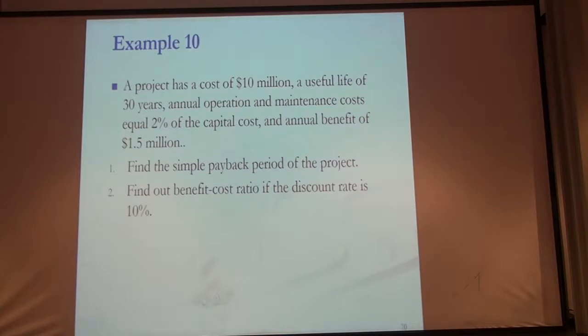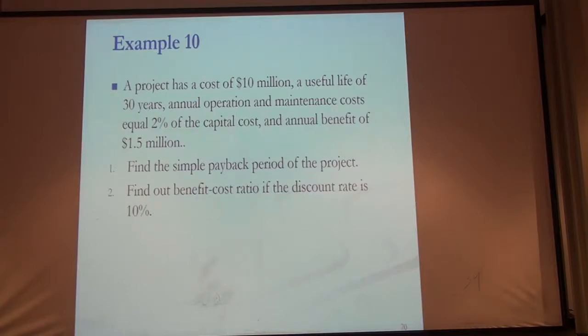A project has a cost of $10 million, a useful life of 30 years, annual operation and maintenance cost is equal to 2% of the capital cost, and annual benefit of $1.5 million. Find the simple payback period of the project. Find out benefit cost ratio if the discount rate is 10%. And if I may add, find the profitability index, PI.